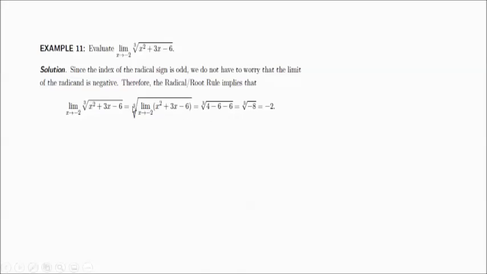Like in this case, as x approaches negative 2 ito. So applying yung theorem natin. I-substitute negative 2 square for negative 6 minus 6. So that is negative 8. So cube root ng negative 8 is negative 2. Okay? Kasi kung ibabaliktad mo, class, negative 2 cube is negative 2 times negative 2 is 4. 4 times negative 2 is negative 8.